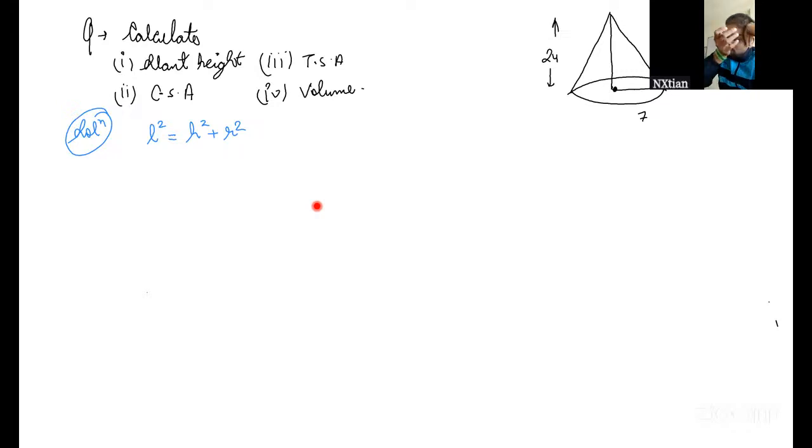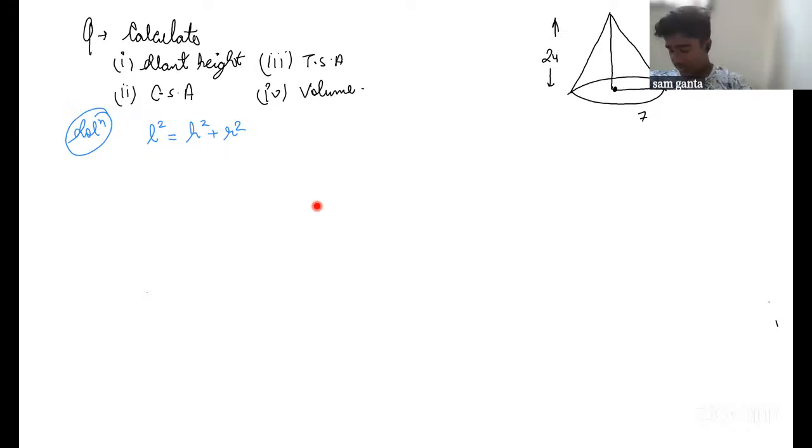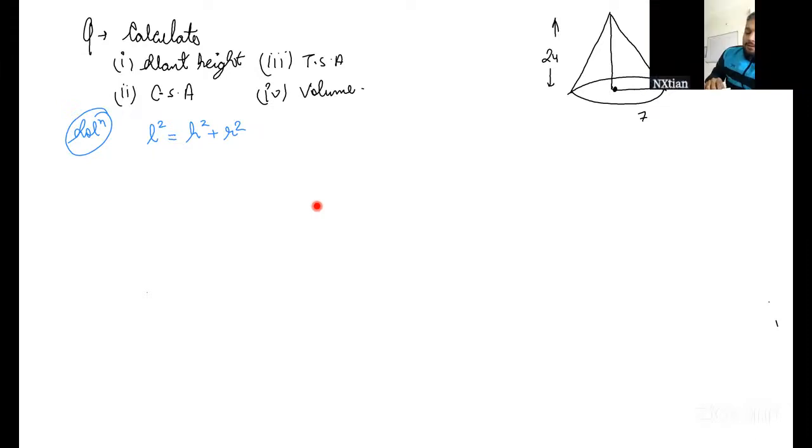Done, everyone? Everyone got it? 624, sir. 625, first of all. So you got L square as 625. Okay. Now this square will go to the other side, it becomes root. So L is basically equal to root of 625. And if you find the root of 625, it will be 25.